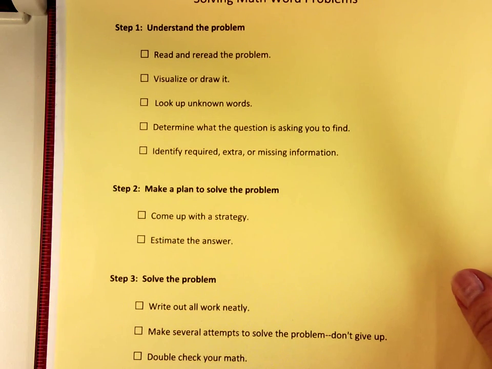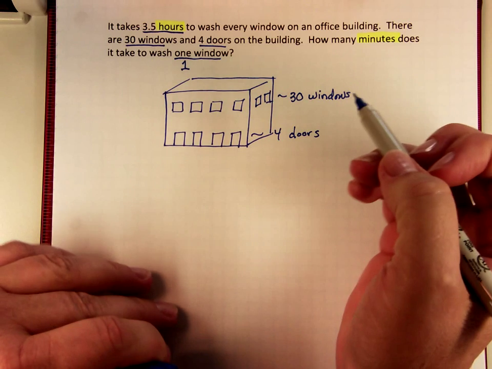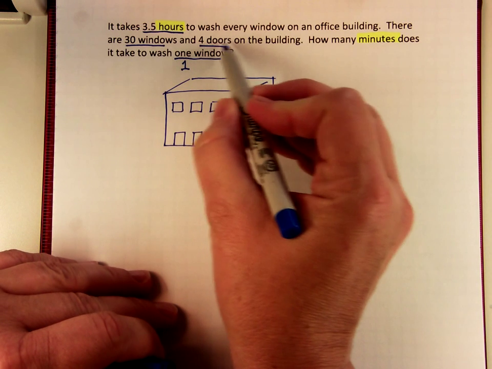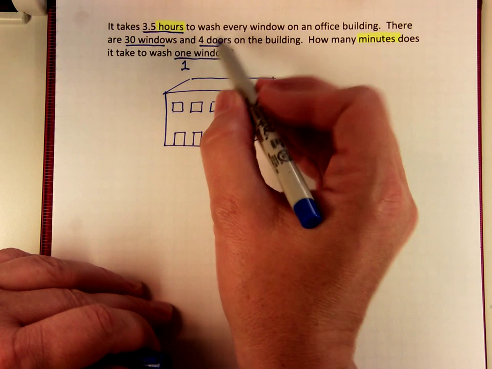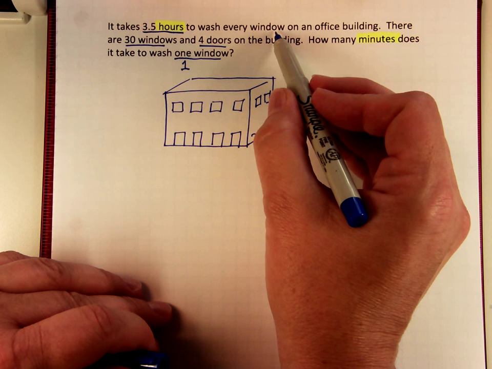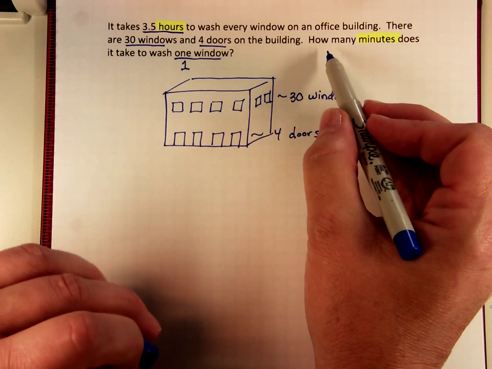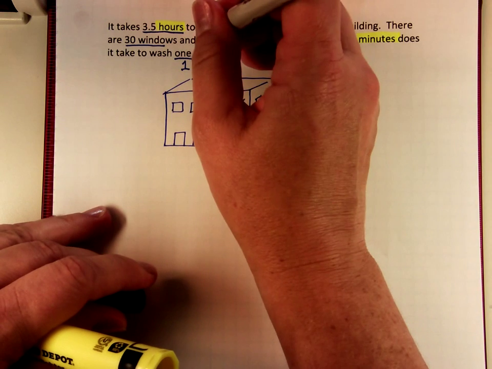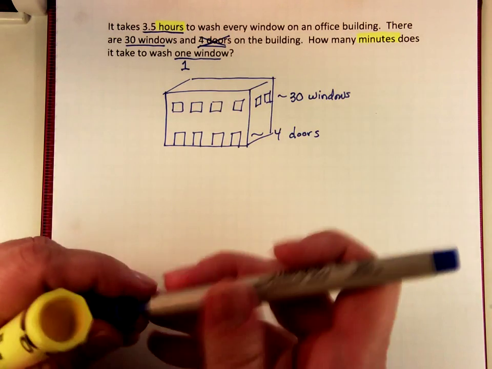Checklist also says to identify required, extra, or missing information. As I was reading this, I noticed it talked about doors here. There are 30 windows and 4 doors on the building. But the first sentence said nothing about how long it took to wash the doors, just the windows. And the last sentence says, how many minutes does it take to wash one window? So I think the doors here is actually extra information that we don't need.